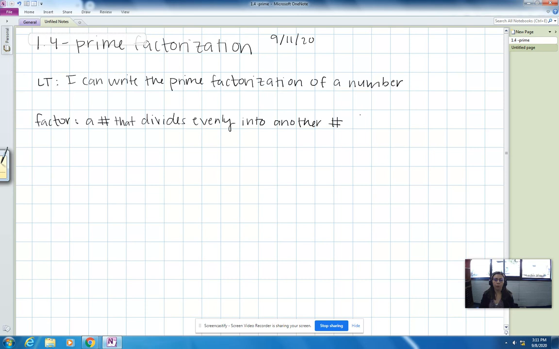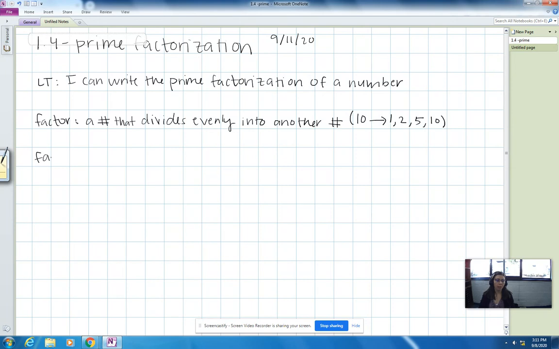So for example, let's say I have the number 10, and I want to list the factors of 10. So that means I want to list all the numbers that divide evenly into 10. Well, 1 divides evenly into 10. So does 2, 5, and 10. All of these divide evenly into 10, which make them factors of 10.